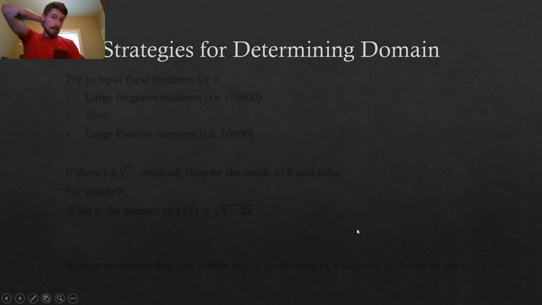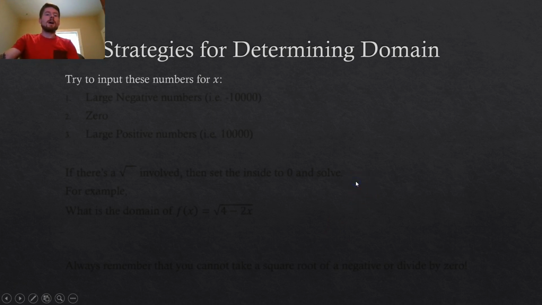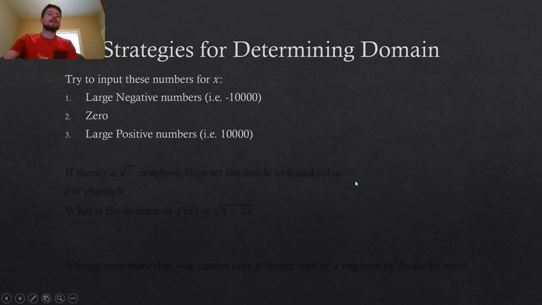Okay, so how did I figure out those domains? These were the strategies I always use for determining the domain of a function. I'm going to try to plug in large negative numbers, something like negative 10,000 or negative 1,000,000. I'm going to try to plug 0 in. I'm going to try to plug large positive numbers in, like 10,000, 1,000,000, etc., and see if any problems arise when I'm doing these evaluations.